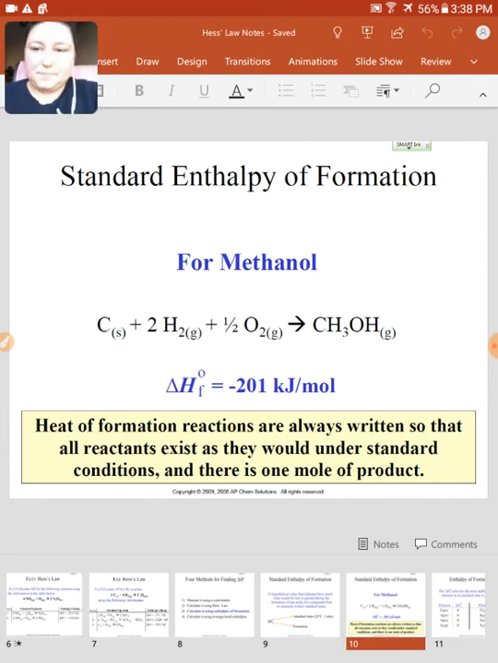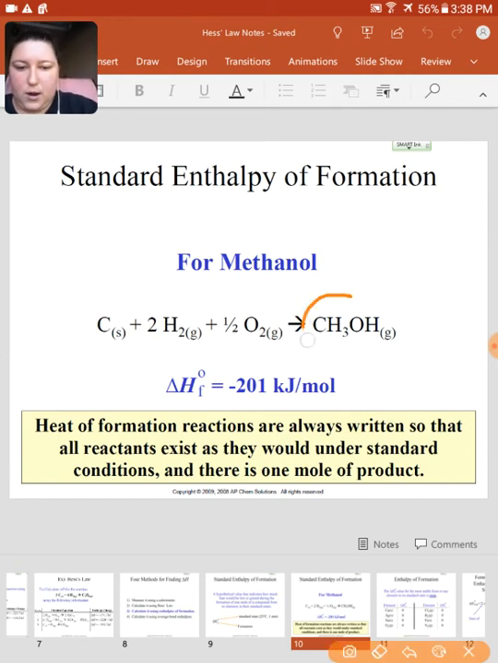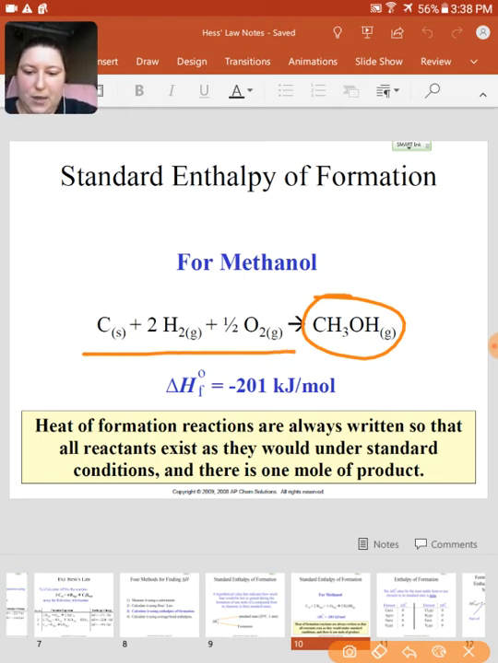Alright. So, standard enthalpy of formation for methanol. So we're looking at this: C plus 2H2 plus 1/2 O2 yields CH3OH. The standard enthalpy of formation for that reaction is negative 201 kilojoules per mole. Heat of formation reactions are always written so that all reactants exist as they would under standard conditions, and there is 1 mole of product. So for anything that we're going to have a delta H of formation for, we're also going to have 1 mole of this product, and our reactants are written as they would be by themselves existing in standard conditions.